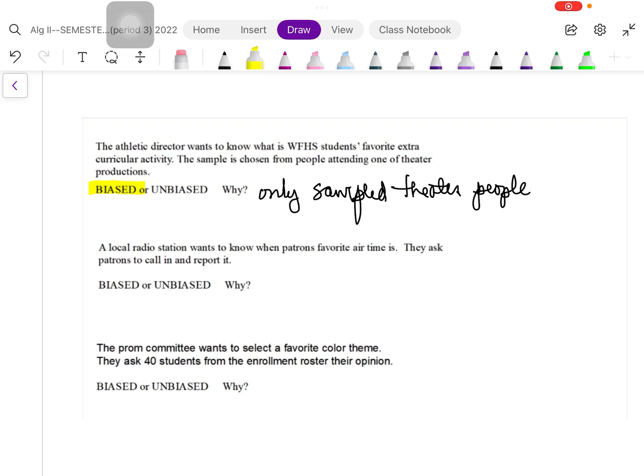Next one. A local radio station wants to know the patrons' favorite airtime. They ask patrons to call in and report it. Is that biased or unbiased? That is also biased because that is one of those voluntary response biases. Only the people who want to respond will call in.